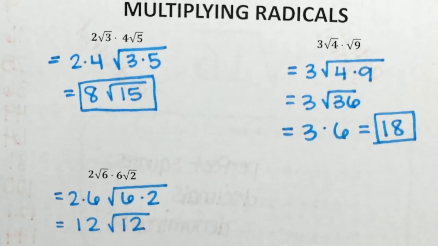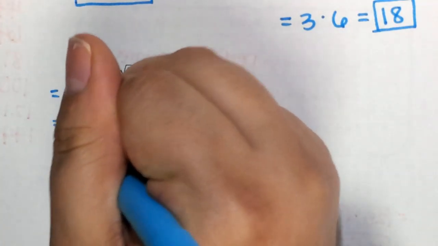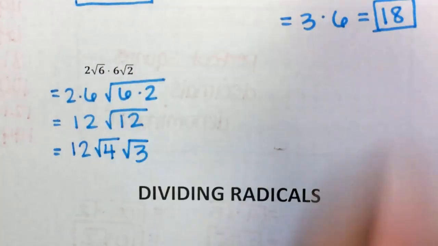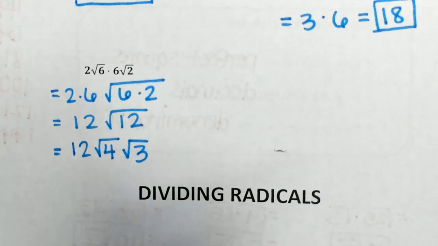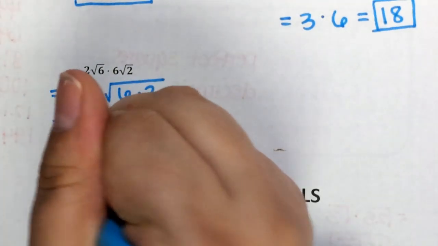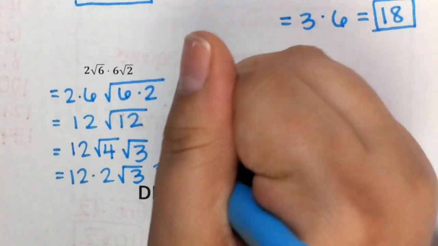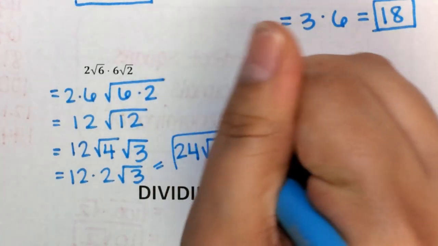Alright, did y'all get 12 square root of 12 when you multiplied them? If you box 12 square root of 12, that's going to be points off because you can keep going. What perfect square can I divide 12 by? 4. So this becomes square root of 4 times square root of 3. Do you agree 4 times 3 is 12? What's the square root of 4? And what is 12 times 2? This is 24 square root of 3.